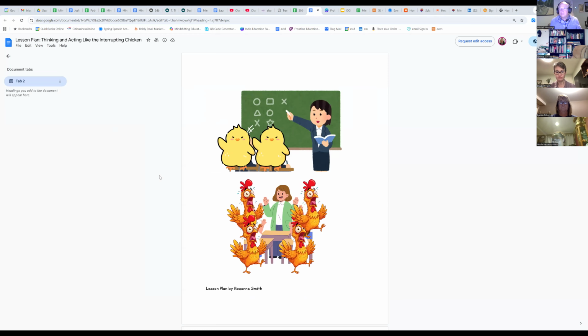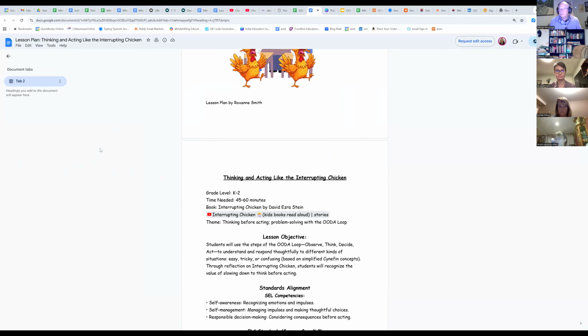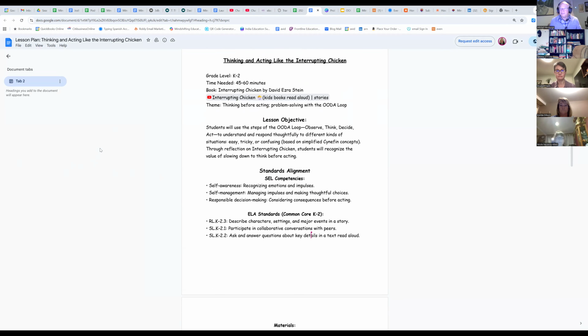All right, so the first slide or page is just an attention getter, and you can add this to the middle of this lesson. So if you could scroll down a little bit, please. I made a lesson plan based on thinking and acting like the interrupting chicken. This is a book that I added the read aloud to, because it was happening in my classroom at the time. So I thought that this would be good for anywhere from kindergarten through second grade. You could play the read aloud to the class, using the steps of the OODA loop. So you're having the kids observe, think, decide, and act.